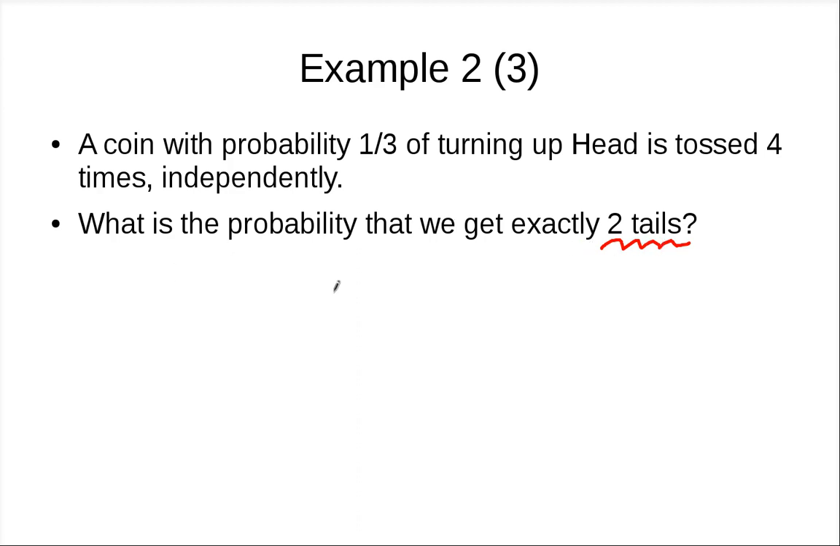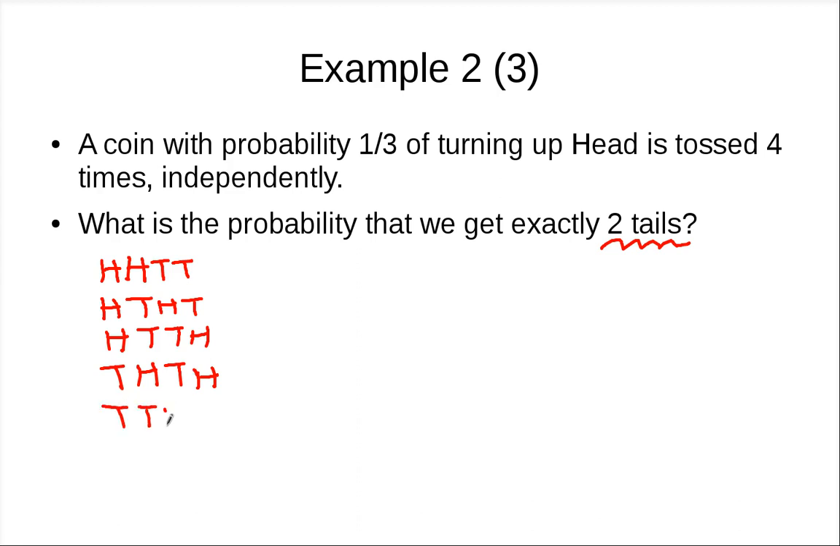So let's figure this out first. It's going to be head, tail, right? Head, tail, head. And finally, tail, head. Is that everything? Oh, okay, I missed this. Tail, head. Okay, so is that everything? Okay. So 1, 2, 3, 4, 5, 6. There are 6 outcomes that get you exactly 2 tails.